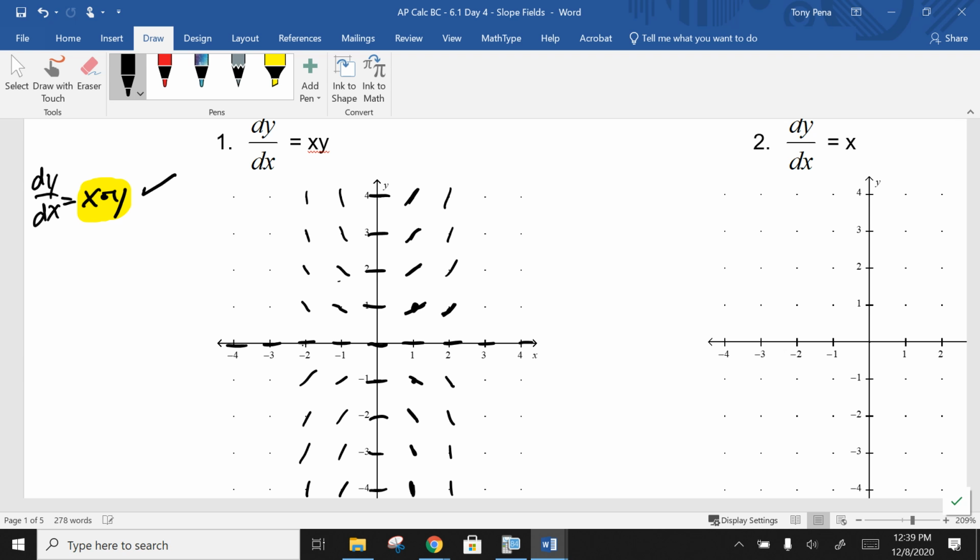So same thing we've been doing. Separate your variables. So the dx is going to get multiplied over, and the y is going to be divided over. We do our antiderivative. We get another 1 over y, so that antiderivative is the natural log of y. And then x squared over 2, and then plus our constant.